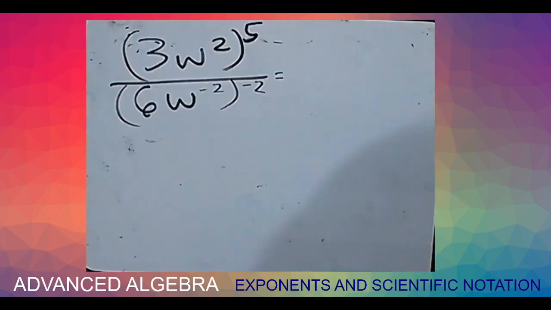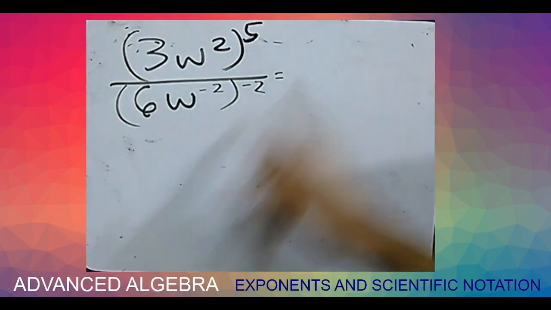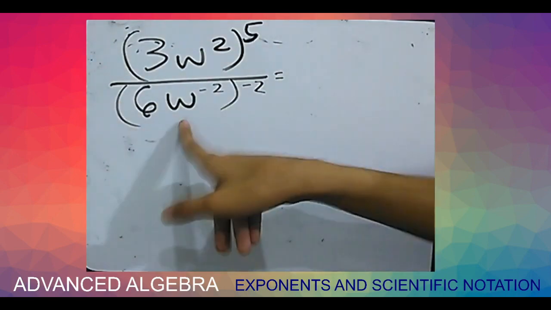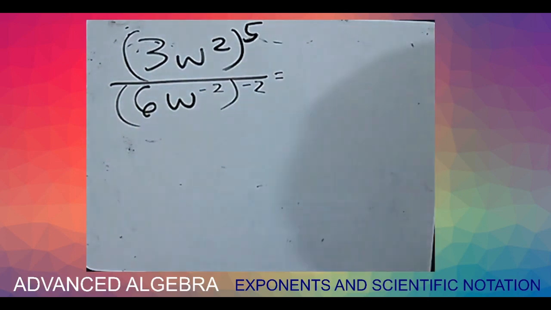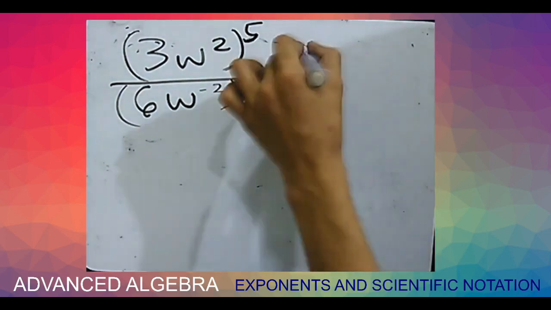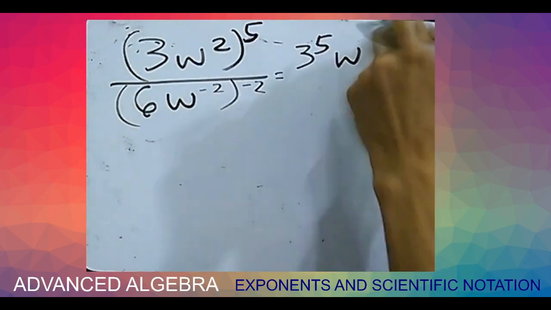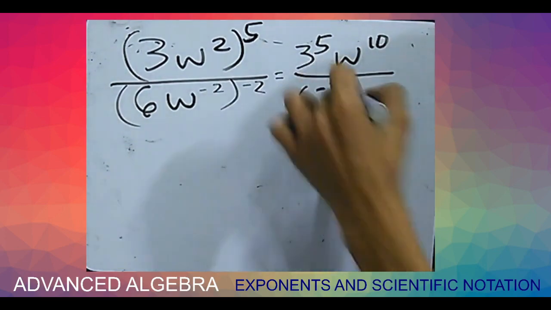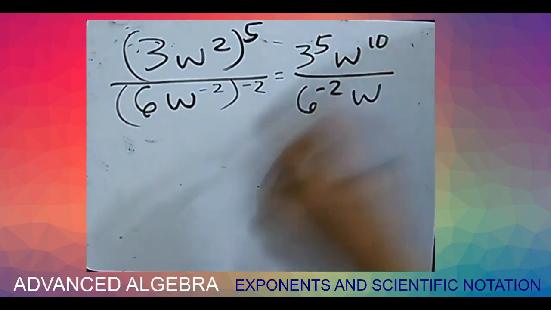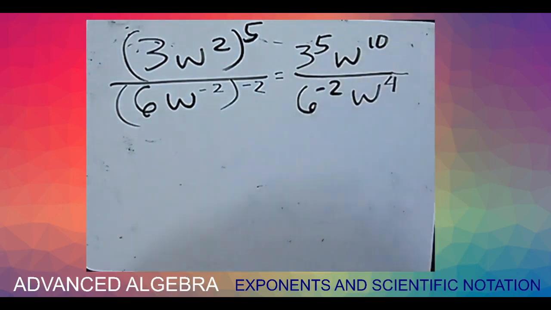So, next tayo. Another example tayo. The quantity of 3, w squared, tapos raised to the 5th power, over the quantity of 6, w to the negative 2, to the negative 2 power. Kaya natin, distribute lang natin. 3 to the 5th power. W, 2 times 5 is 10. Divided by 6 to the negative 2 power. Yan. W, negative 2 times negative 2 is positive 4.